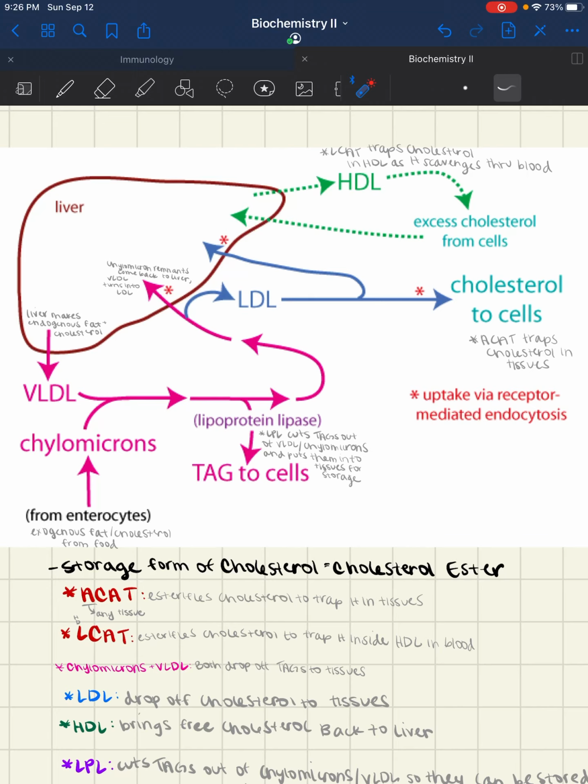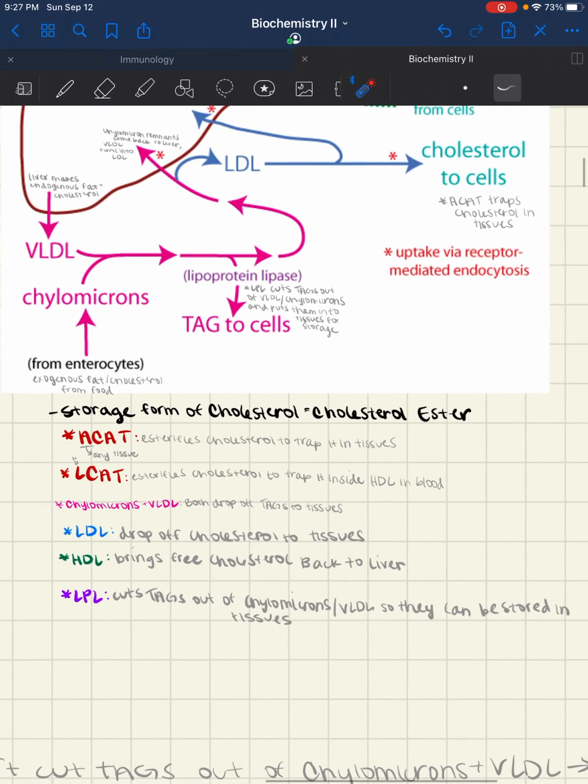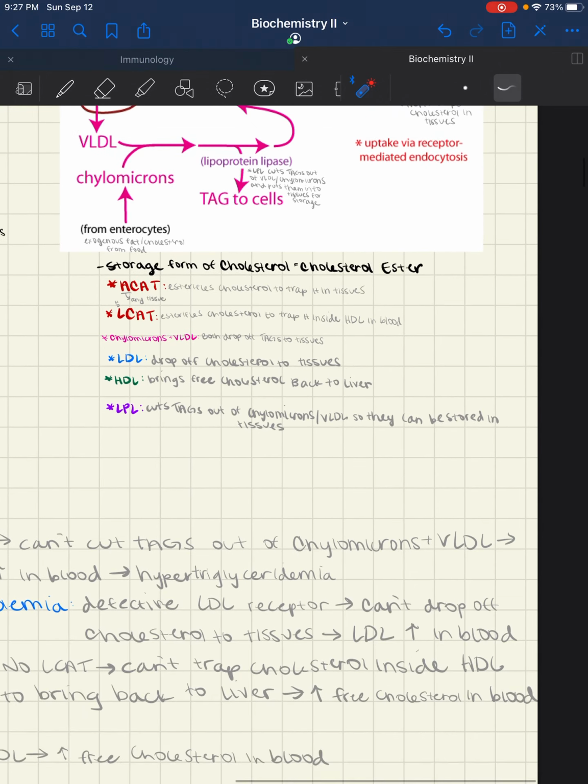So keep this straight in your head too. So ACAT and LCAT have the same job. They're trapping cholesterol just in different places. So ACAT's trapping cholesterol in all tissues. So I remember the A for all tissues. And LCAT is trapping cholesterol inside of HDL. So that's what I wrote here.